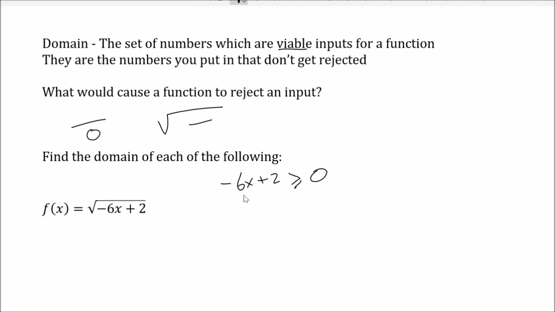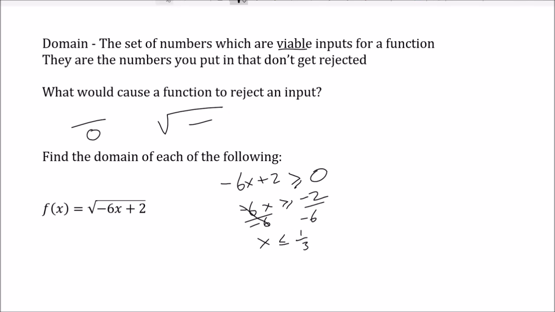That's the only requirement. If I make sure that this expression under here simplifies to be positive or 0, we're all good. So now I get to solve this. I'm going to add 2 on both sides, so negative 6x is greater than or equal to negative 2. We'll divide by negative 6. And then you need to remember that anytime you multiply or divide by a negative, it flips the inequality. So what we get is that x is less than or equal to 1/3.